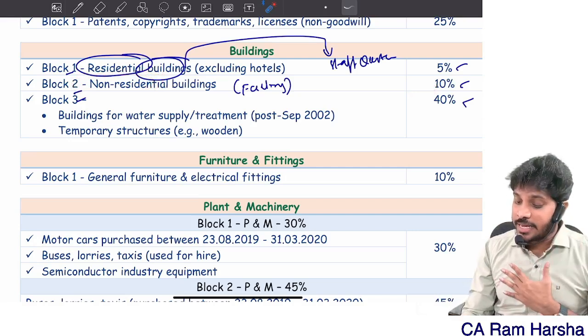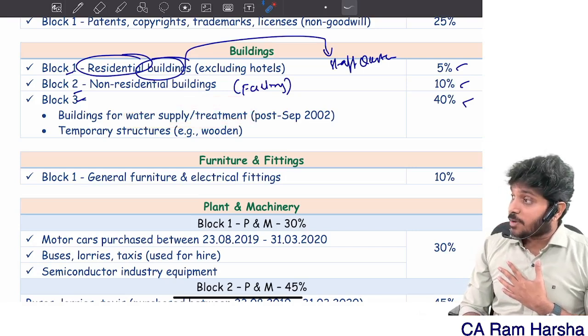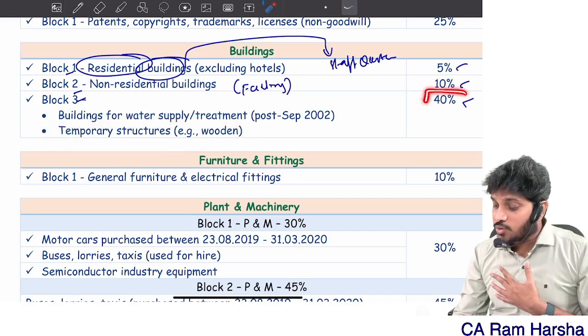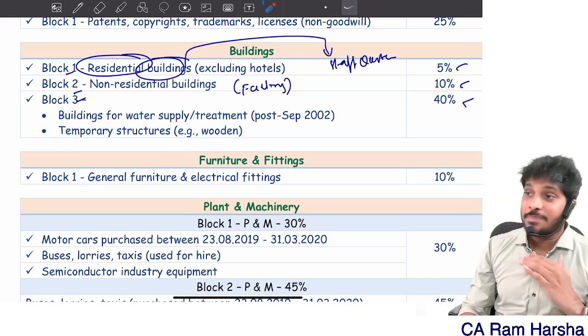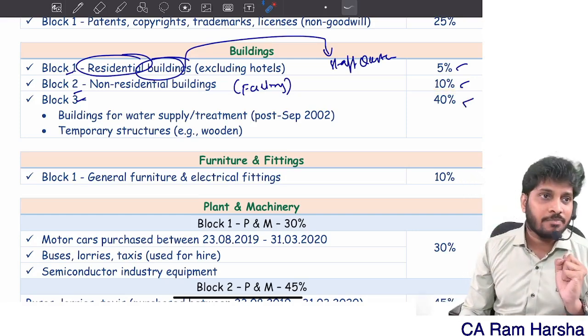Suppose that building is for water supply or water treatment, or it is a temporary wooden structure kind of, then it is what? 40%. Then the depreciation is straight away 40%. Able to understand? All of you?